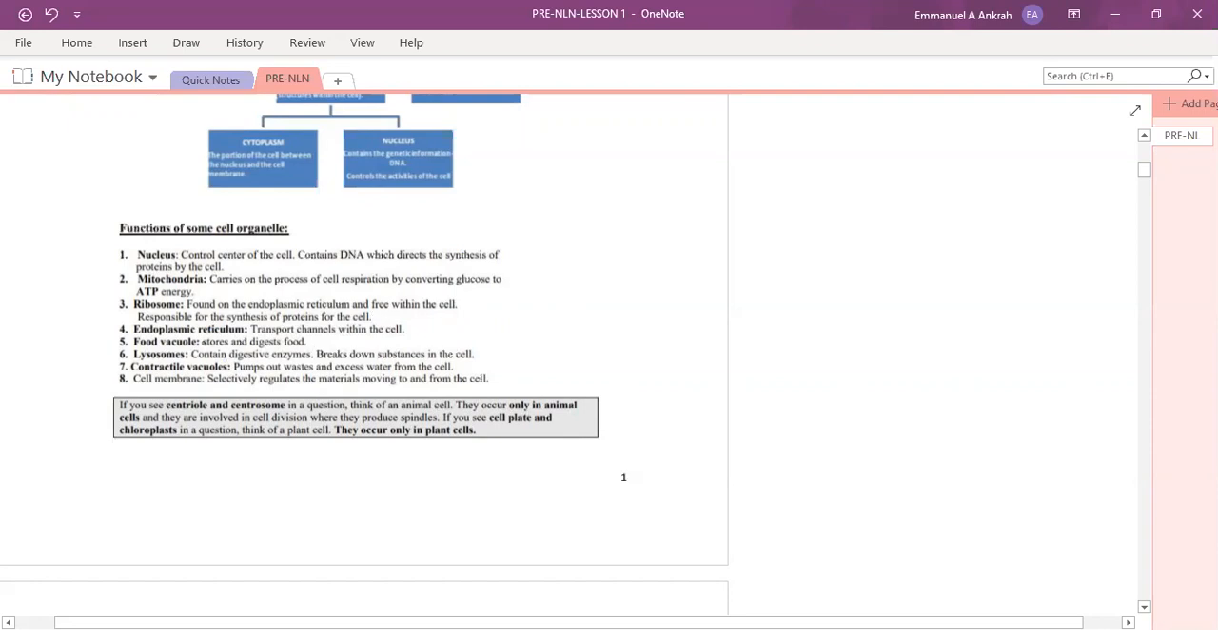And then the function of the smooth ER is lipid synthesis, right? The smooth one is for lipid synthesis. And then the rough ER is for protein synthesis. So there are two types.